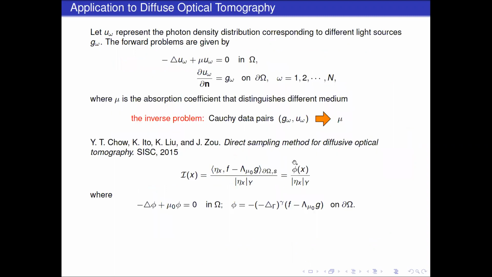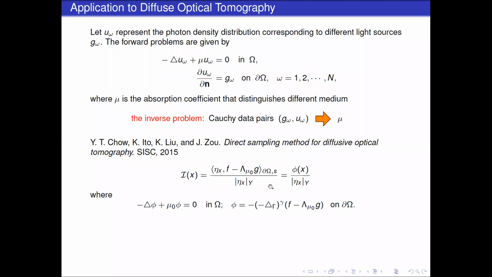Okay, so for the last part, let me show you some results for DOT. Here we choose this model as a DOT, and I know the more accurate model should use a Robin boundary condition, but here for simplicity we just use a Neumann boundary condition. And we need to use the Cauchy data pairs to reconstruct the absorption coefficient mu, which is still assumed to be piecewise constant.